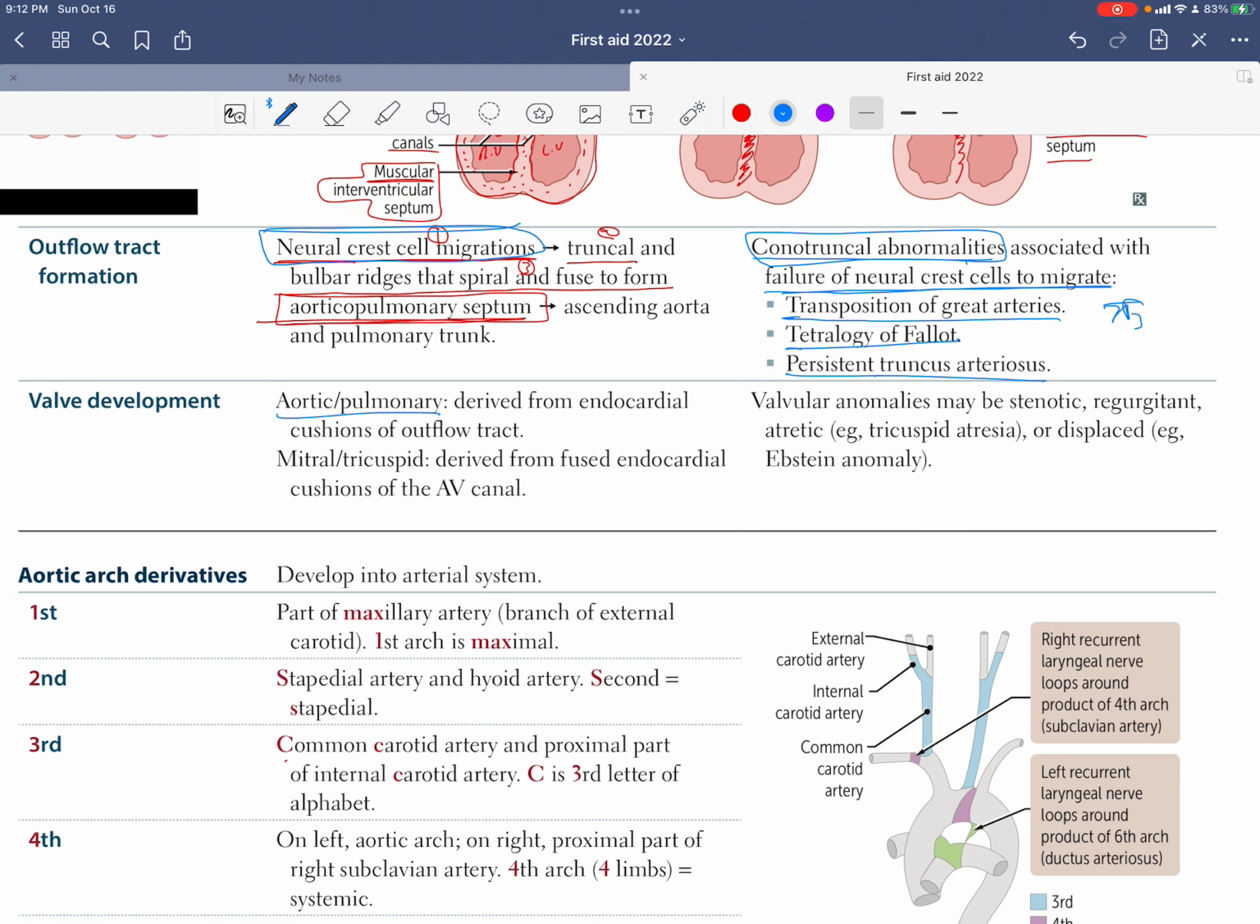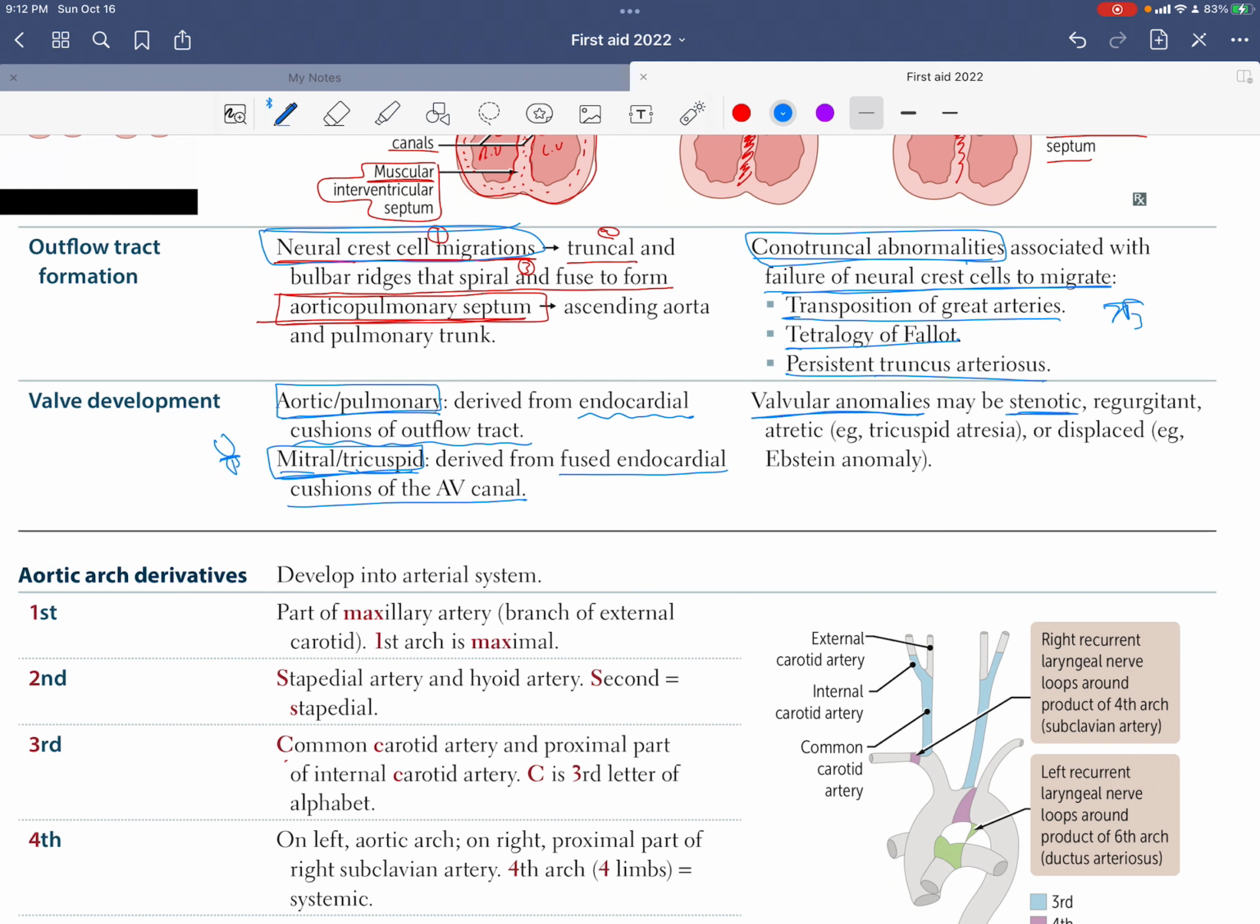For the valve development, we have four valves. The first two are the ones that take the cardiac output out of the heart. They are derived from the endocardial cushions of the outflow tract, while the other two are the mitral and tricuspid. They are between the atria and the ventricles, so they're inside the heart. They are derived from fused endocardial cushions of the AV canal.